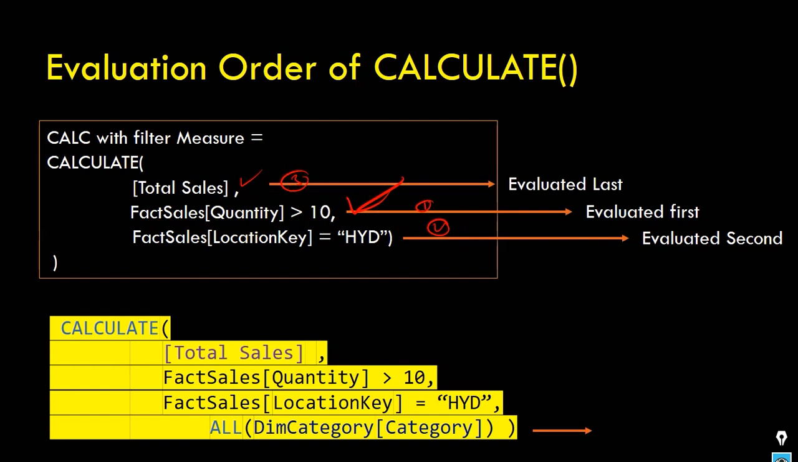So in the interview, they'll ask you in what order the calculate function will get evaluated. This is very much important, not only from the interview point of view, even from the implementation part of it. As a data analyst, you should know in what order it gets evaluated, so that smartly, if you can put the Hyderabad filter here, it will be faster. Assume that in the fact sales table, what is the table name? Fact sales. The fact sales table has 1 million records in it, right?